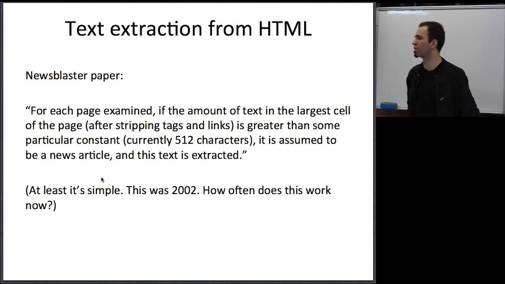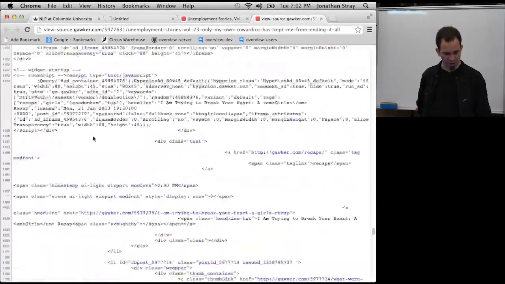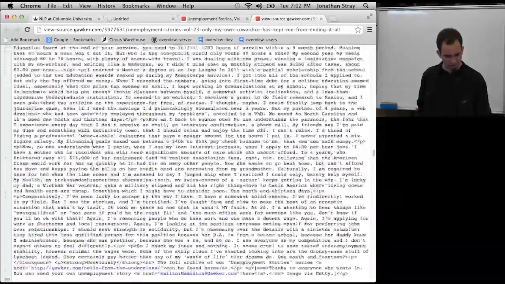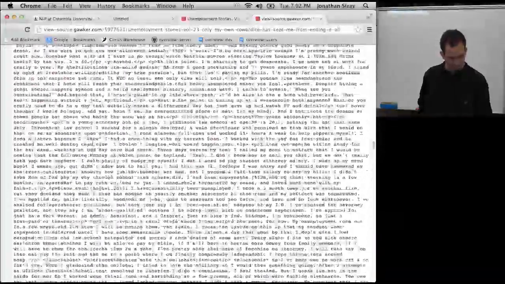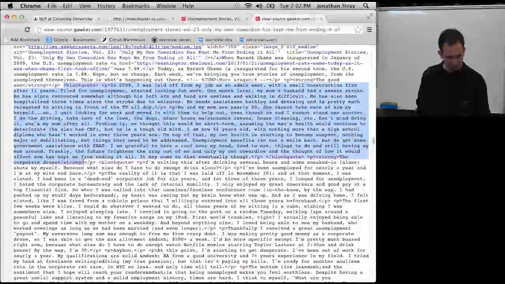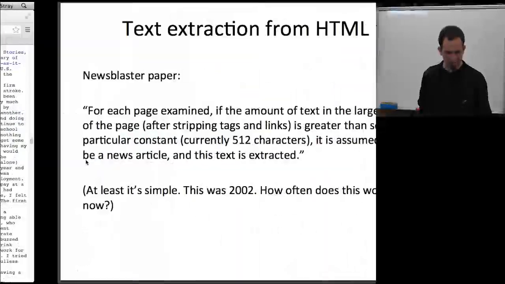And then they just took the element with the most amount of text in it, which is actually not bad, right? That would probably work on this, because I think this one div. Yeah, well, it might fail here, right? Because that article is more than one div. Like, it's got block quotes in it. Anyway, that's what they did.